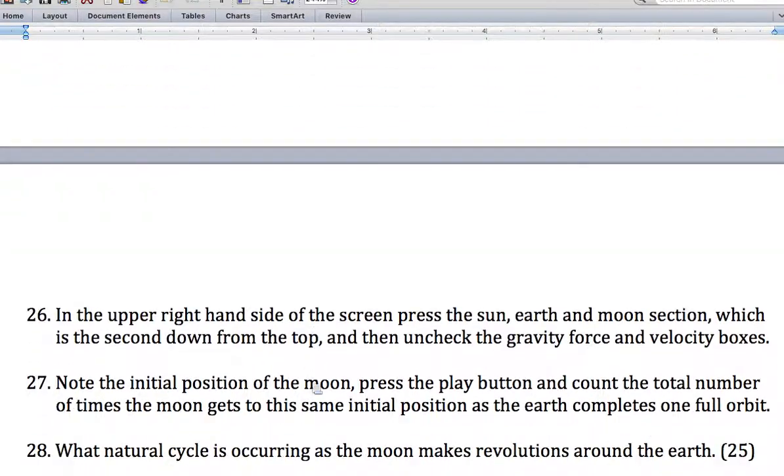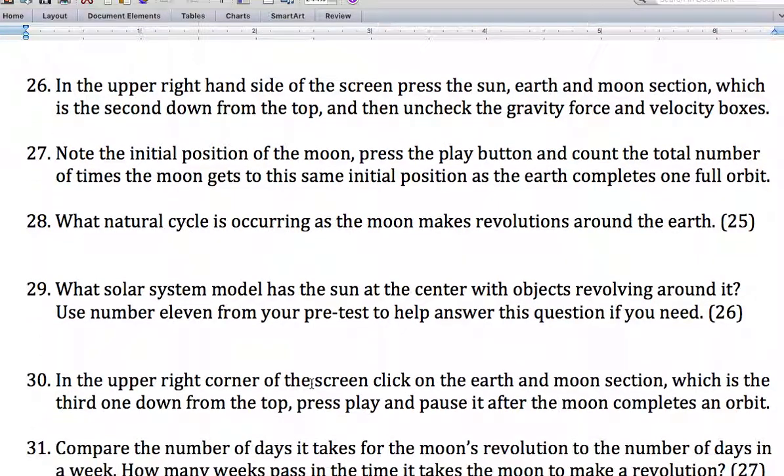Okay, we're getting close to the end here. In the upper right hand side of the screen, press the Sun, Earth, and Moon section, which is second down from the top, and then uncheck the gravity, force, and velocity boxes.